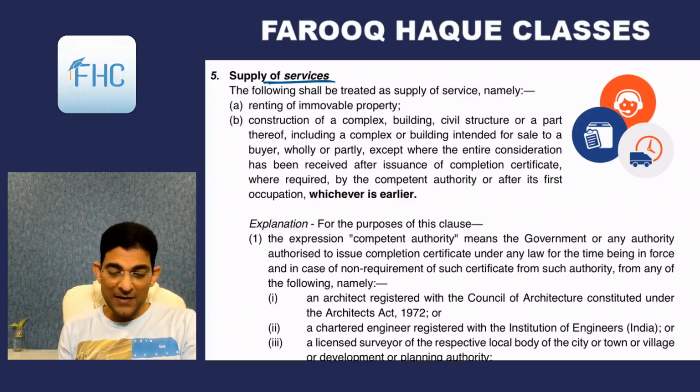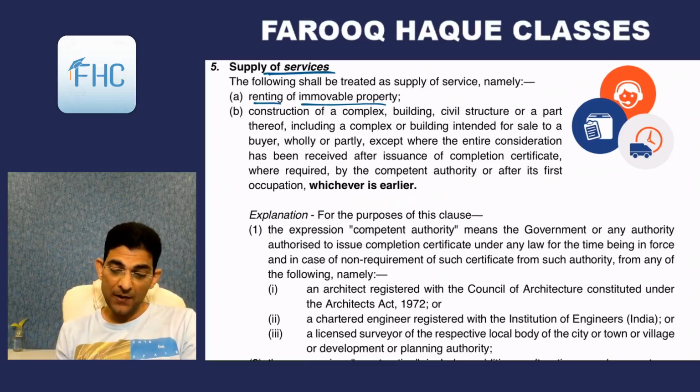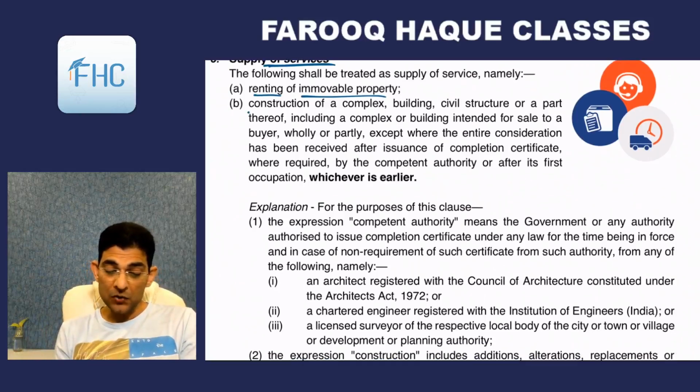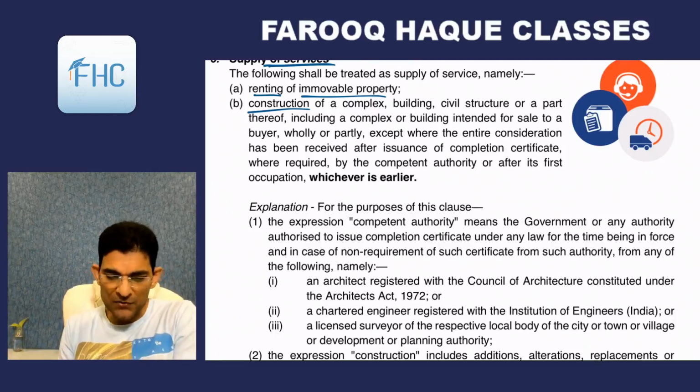Number 1, renting of immovable property. Renting of immovable property, whether land or building, will be called a service. Number 2, construction. This is an interesting one which will have a lot of implications later on also, and there are a few amendments that have come from April 2019 in the construction industry, but some of them are applicable and some of them are not applicable from the exam point of view. That we'll discuss in later chapters.